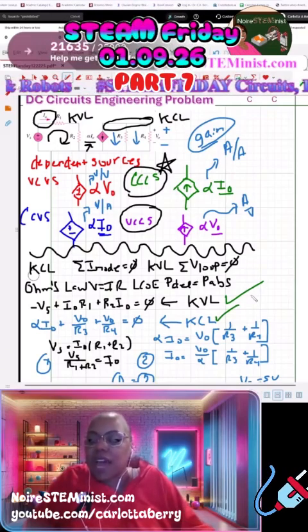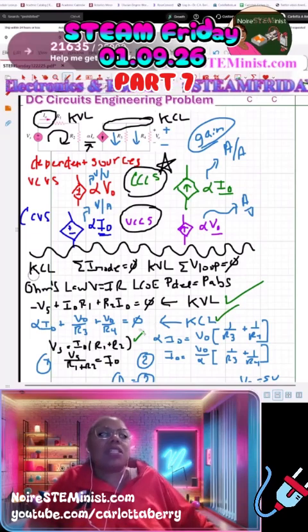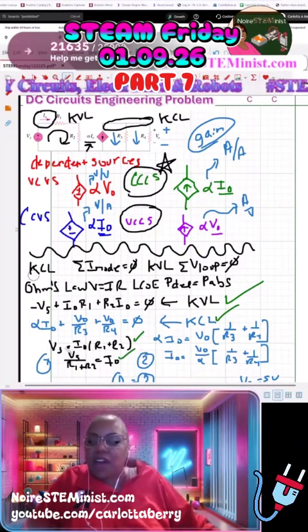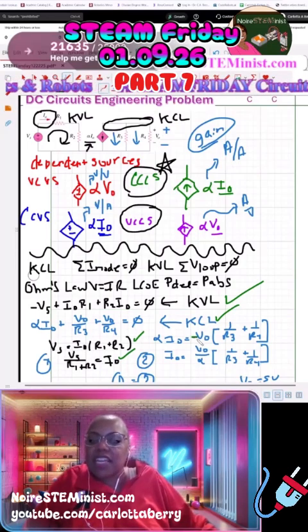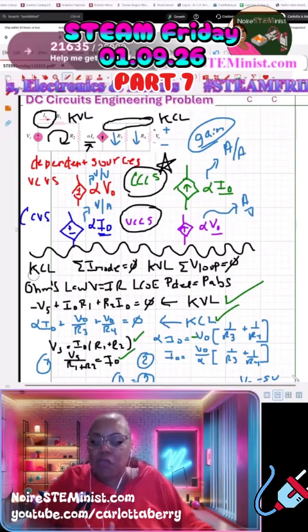So Vs equals I naught times R1 plus R2. Yes, that is correct. So I naught equals Vs over R1 plus R2. Yes, that is correct. I found our mistake. Alpha I naught should be equal to negative V naught over R3 minus V naught over R4. We have found our mistake.